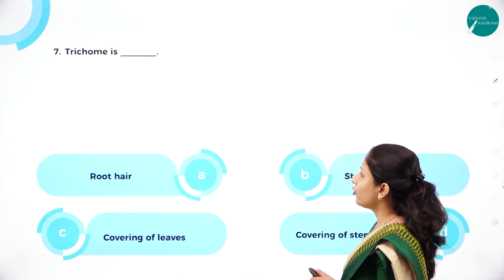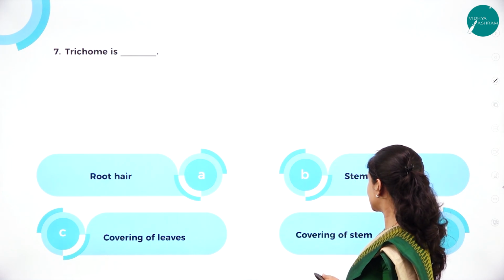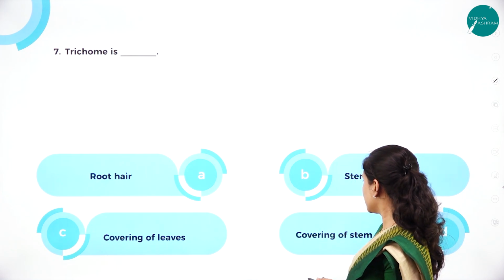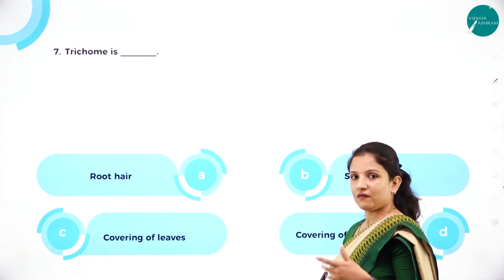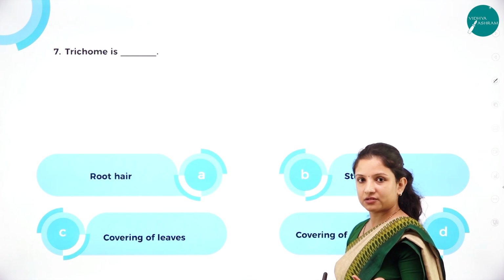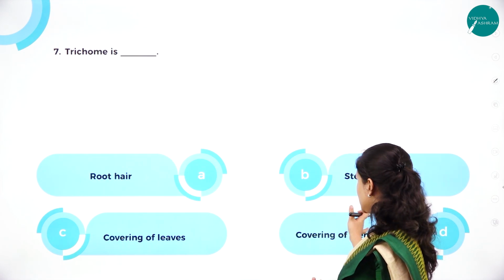Next question. Trichome: is it root hair? Is it stem hair? Covering of leaves? Covering of stem? Of course, trichome covers the stem. But again, we can say no, epidermis also covers the stem. So, we can't choose option D here.